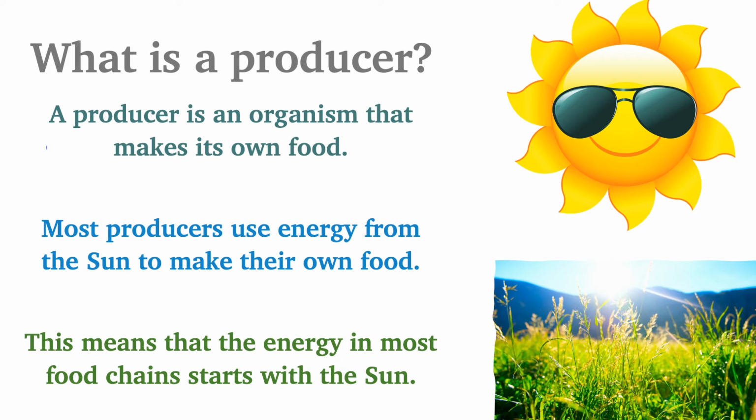So the producer is an organism that makes its own food, such as the plants. As we have talked about before, plants make their own food through a process called photosynthesis. So they are the producers. So the first and most important part of the food chain starts with the sun.